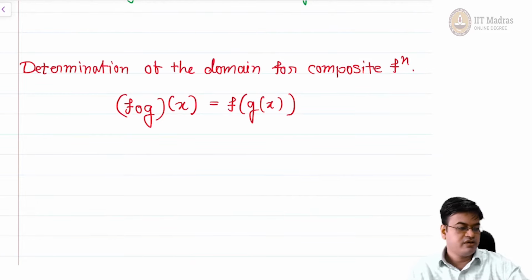Right. Another quick exercise that you can do in order to verify whether you have understood the concept of composition of functions and the domain: you have been given two functions, f(x) equal to 1 upon x plus 1 and g(x) equal to 1 upon x, and you are asked to find f∘g of x and the domain of f∘g. So you can quickly solve this problem and check whether you have understood what you are supposed to understand.